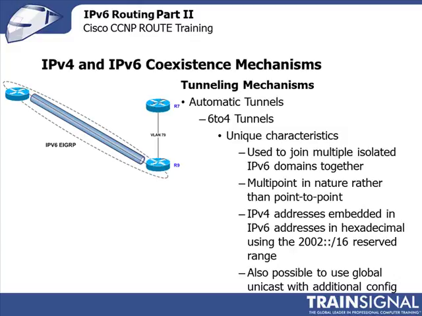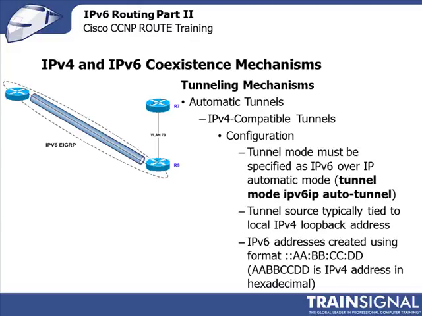Unlike the manually configured tunnels, it is a multipoint type of tunnel, not a point-to-point tunnel, meaning it can actually have multiple endpoints. And IP version 4 addresses are embedded in the IP version 6 addresses in hexadecimal. There's an option for doing it with global unicast addresses, and then there's also an option for using the 2002::/16 reserved range. This is frequently used for 6-to-4 tunnels if there isn't going to be any traffic going to the global internet.